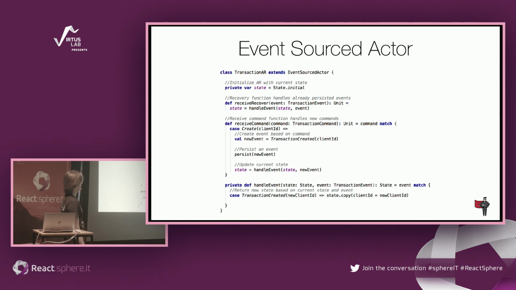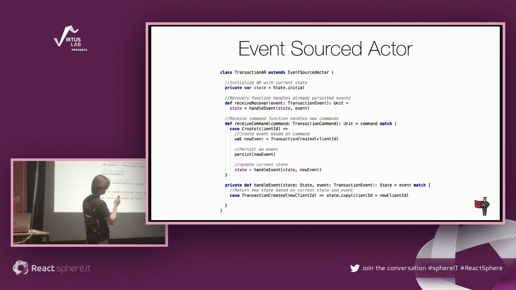So it's a little more complicated, but let's see. This is just a simple event sourced actor. In my presentation, I didn't want to focus on Akka, Eventuate, Axon, all these frameworks. I just want to make it without any framework. So in our actor, we have some kind of state, which at the beginning is an initial state. We have a recovery function, which means that for every event we are recovering, we have a function handle events, which takes the current state.